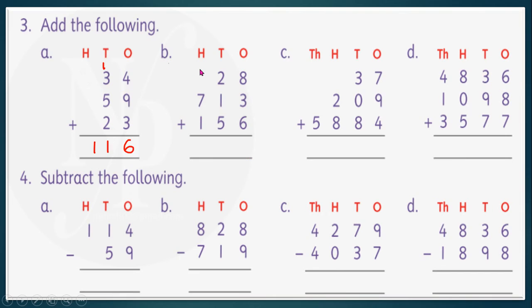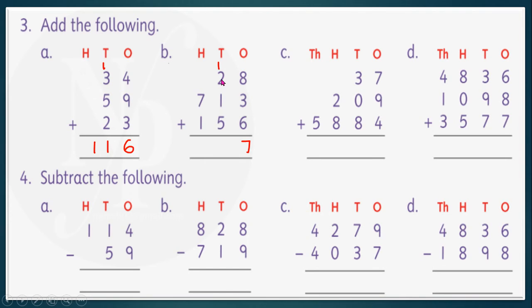Coming to question number B. So we need to add 8, 3 and 6 here. 8 plus 3 is 11. 11 plus 6 is 17. So 17 can be regrouped as 1 ten and 7 ones. So therefore 7 ones, 7 is written here. 1 ten is carried forward to the tens column.